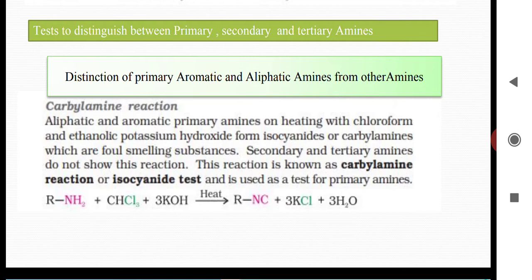Okay, so please mark my words that only primary aliphatic and aromatic amines will give the test, meaning the amine should be primary in nature, right? Now what happens in this test is aliphatic and aromatic primary amines, when heated with chloroform and ethanolic solution of KOH, form an offensive smelling compound which is isocyanide. It is also known as the carbylamine test, right? This is a test for primary amines, right?